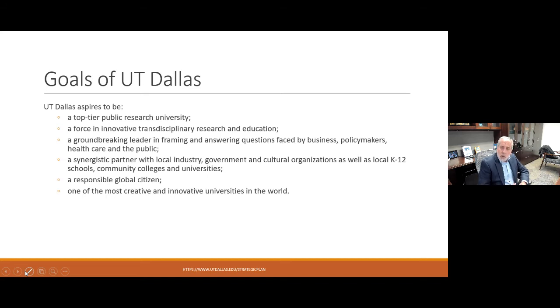We want to ask those important questions that face us in terms of healthcare and the environment and business and policymaking. And we want to form a great relationship with the government, with other institutions, with local universities and international universities, and to produce well-respected and responsible global citizens. In total, we want to be a creative and very innovative university.